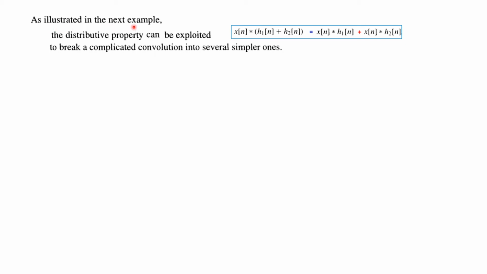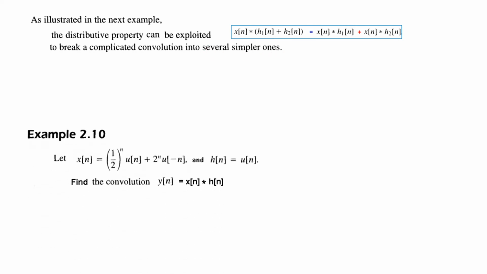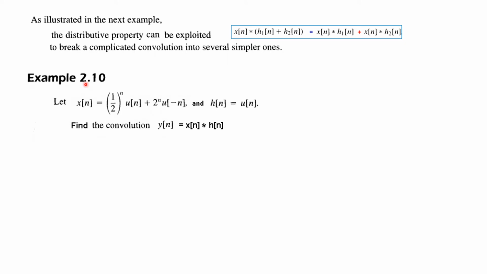Now, as illustrated in the next example, the distributive property can be exploited to break a complicated convolution into several simpler ones. How do we do that? Let's see with example 2.10. This is the input, and you can see it has two parts, and this is the impulse response, h[n] equal to u[n]. We have to find the convolution of these two.